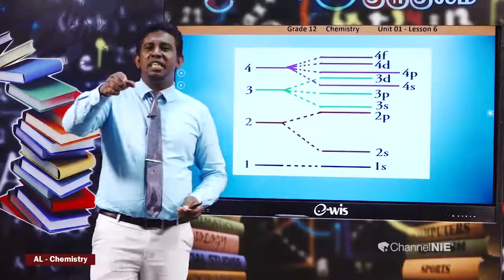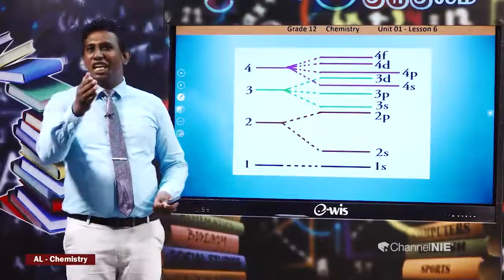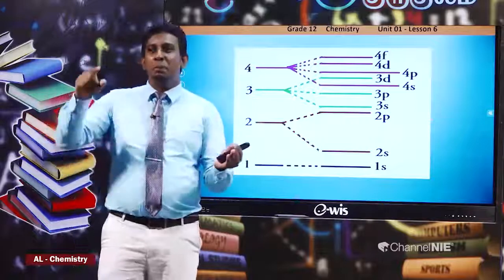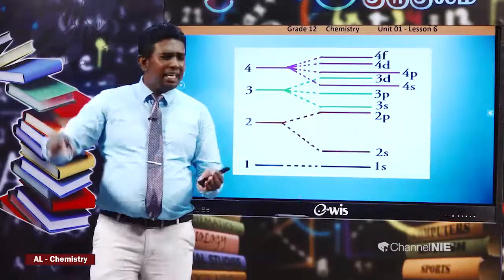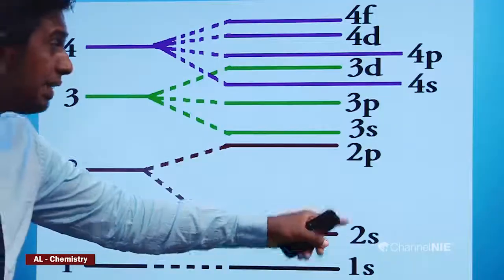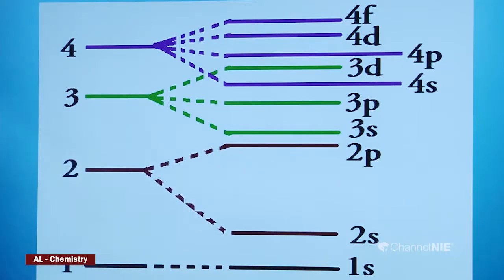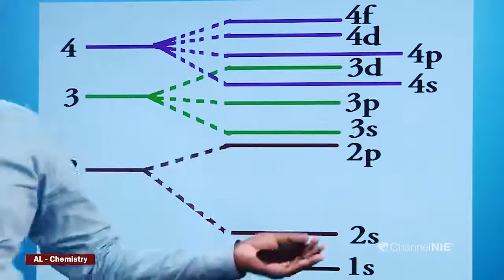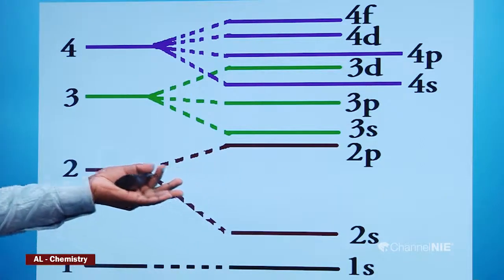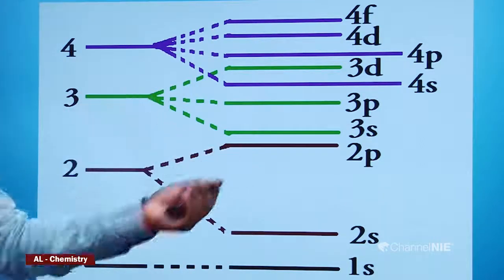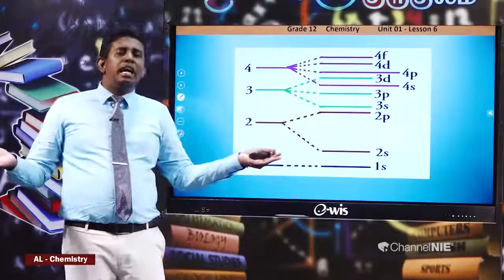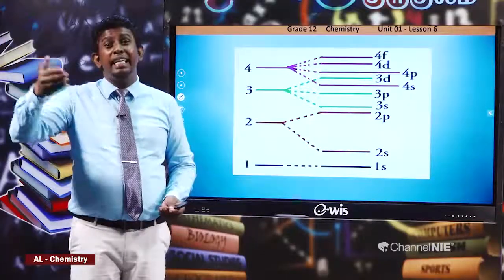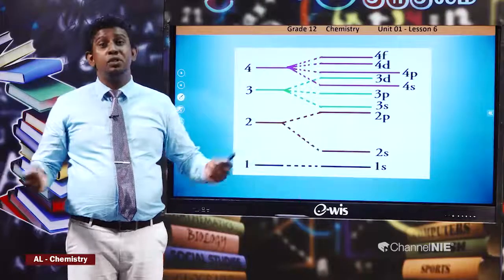Then I could state that the second shell is split into two subshells, S and P. Further, when it comes to the third shell, 3s, 3p, 3d are the subshells, SPD. And when it comes to the fourth, it's SPDF. Those are the other subshells that get split.